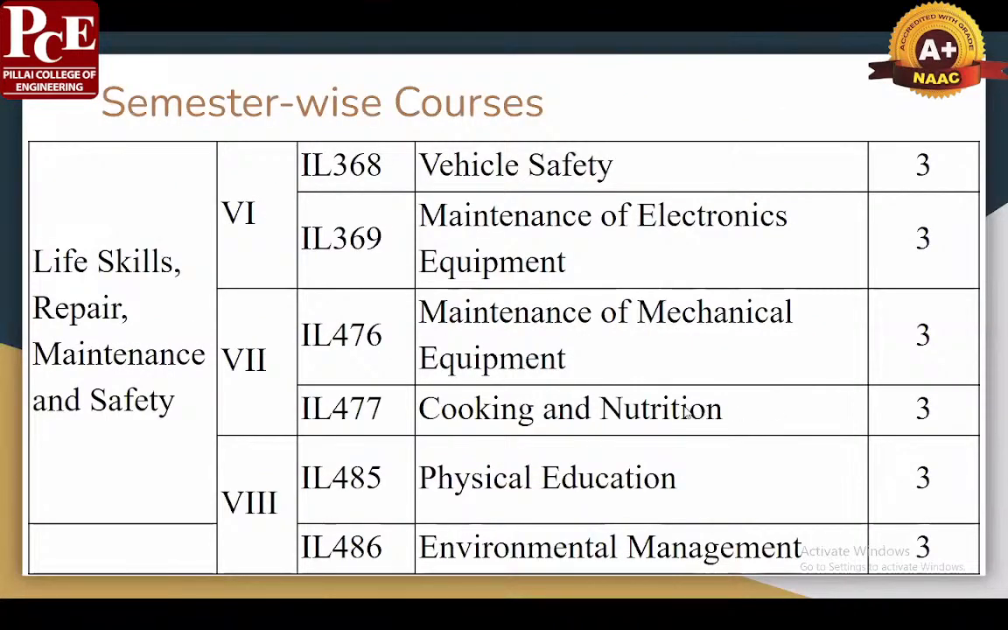Semester wise, in this particular specialization or ILOC vertical, there are 6 courses being offered. In semester 6 you will learn vehicle safety or maintenance of electronics equipment. You can choose any one of these in semester 6. Similarly for semester 7, maintenance of mechanical equipment and cooking and nutrition. Semester 8, there would be physical education or environmental management. All the subjects carry 3 credits. You have to complete 9 credits out of this. So that means at least one subject you should choose from the group of 2 subjects in a particular semester.